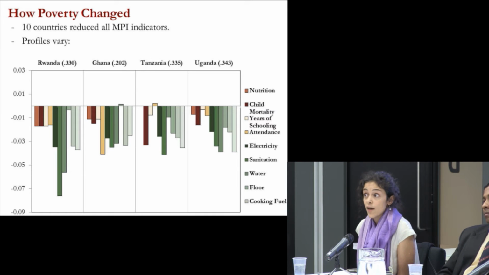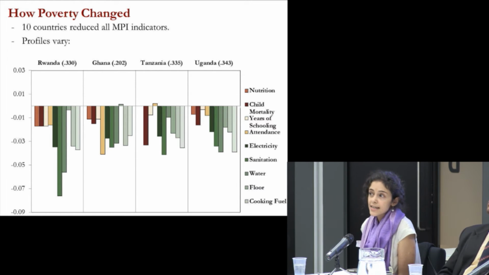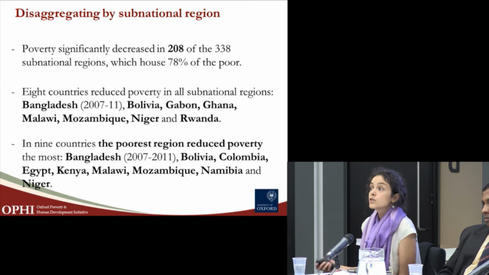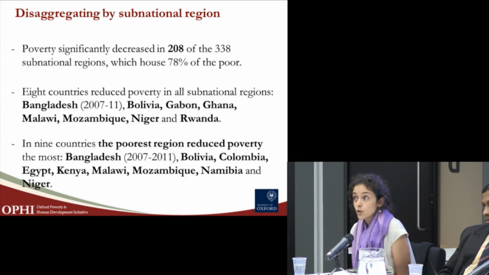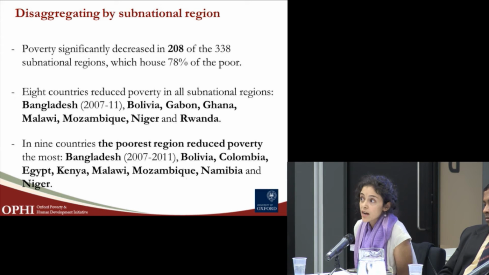However, the profiles vary. Here, for example, we have Rwanda, which has decreased most in sanitation, Ghana in school attendance, Tanzania in sanitation and child mortality, and Uganda in water and assets, but it varies. Then we also studied by subnational regions. Overall, we found that 208 of the 338 subnational regions have reduced poverty significantly.